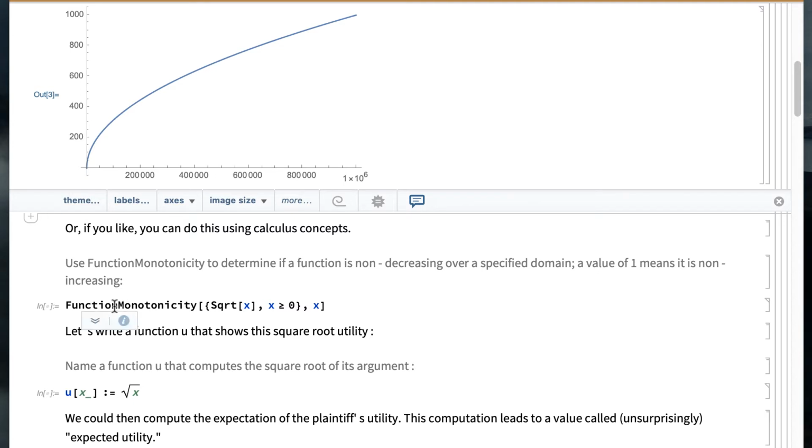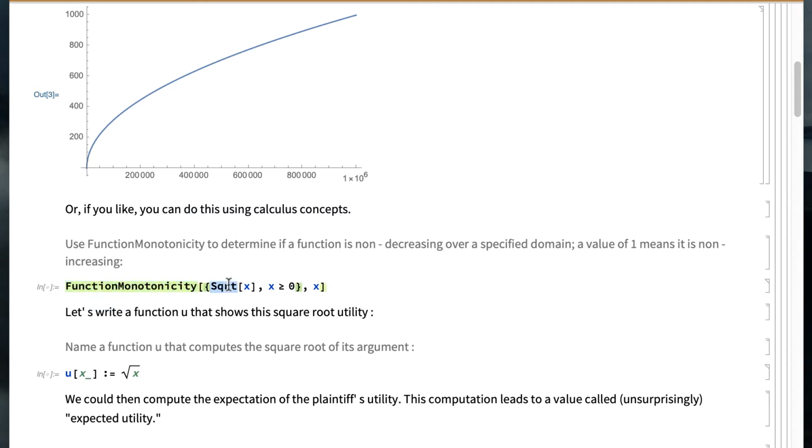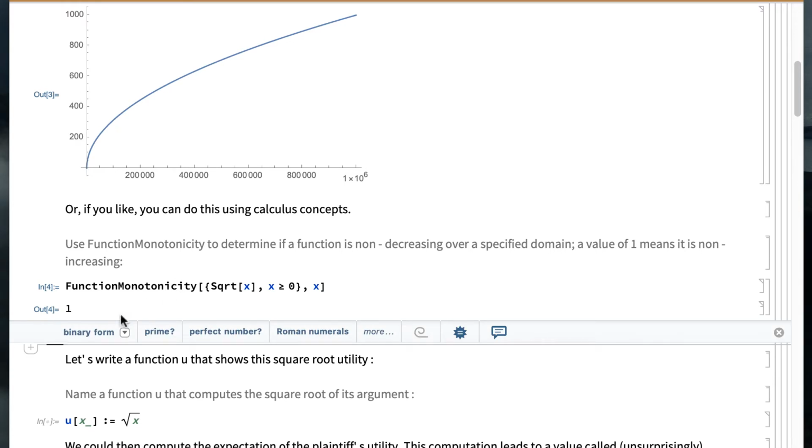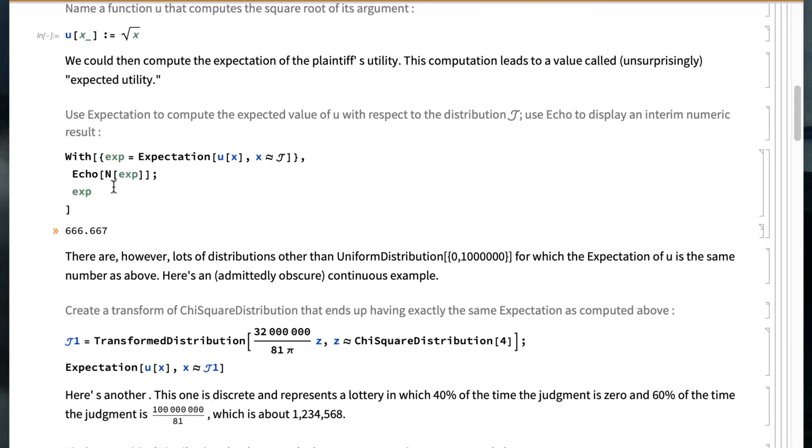And there's a Wolfram language function we haven't seen before, called FunctionMonotonicity. You put in the nature of the thing you're seeking to test, whether it's monotonic, any constraints that might exist here. We're going to constrain x to be greater than 0. I do not want to get into square roots of negative numbers. And what's the variable in this expression? It's x. So if we do this, it's going to tell us 1, and 1 means, yep, it's monotonic, going up.